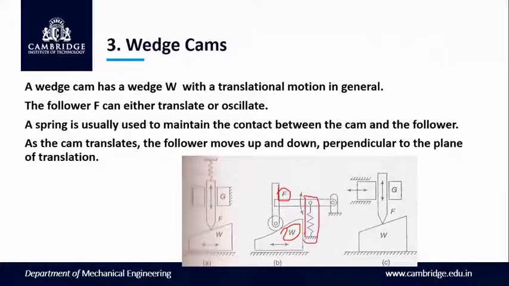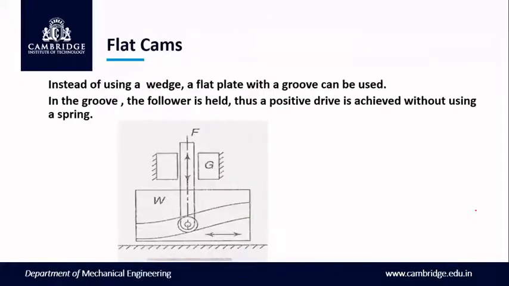As the cam rotates, the follower moves up and down. Sometimes the wedge cams may have reciprocating motion also, as shown in the diagram. So when the wedge cam has reciprocating motion, the follower also will have reciprocating motion. So this type of cam is commonly used to transmit the reciprocating motion of one element to the reciprocating motion of another element.